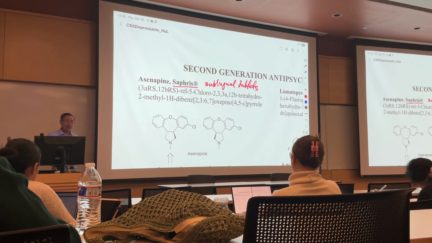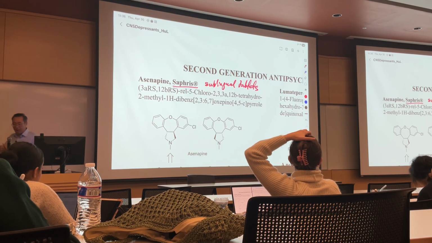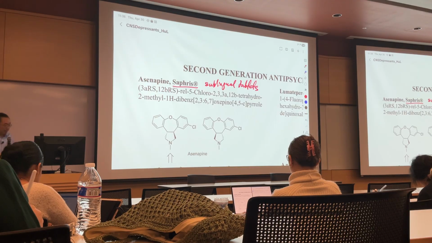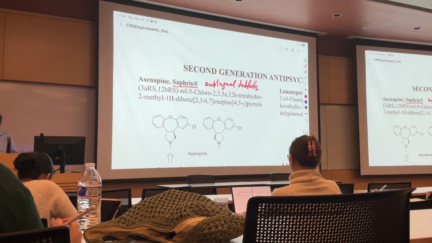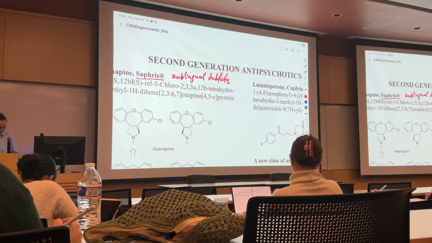This way we can avoid first-pass metabolism, because if the drug is swallowed, it will go through the GI tract. The first organ it goes to is the liver, right? That's where the metabolism happens with this drug molecule. So this is a sublingual tablet, so that you can avoid the first-pass metabolism. So this is asenapine.